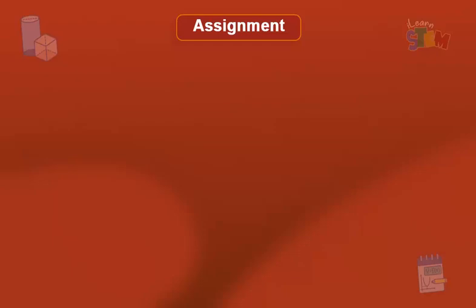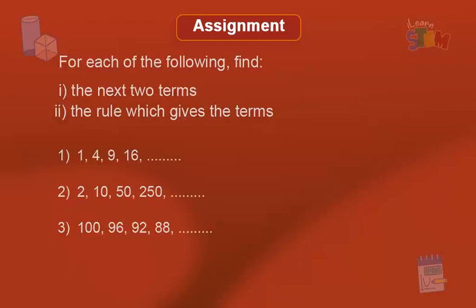Assignment. Write down the following assignment and attempt it yourself. For each of the following, find: 1. The next two terms. 2. The rule which gives the terms. Take your time to walk through these questions carefully.